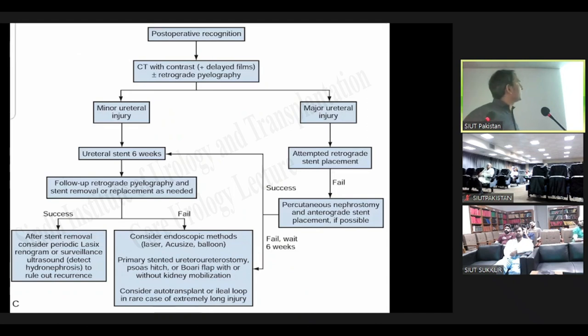And this is for delayed diagnosis. For delayed diagnosis, we will be performing CT with contrast. And if it is showing a minor ureteral injury, the same principle, that we will keep a ureteral stent for 6 weeks, and then we will follow up the patient. If the stenting is successful, then we will remove the stent and follow the patient with a renal scan. If it is failed, then we will follow this procedure. Same for the minor and major ureteral injuries.